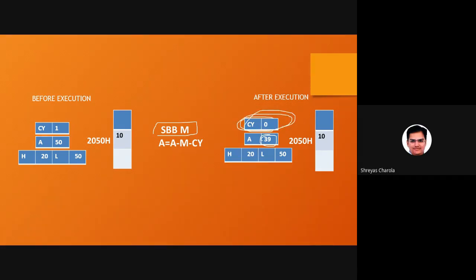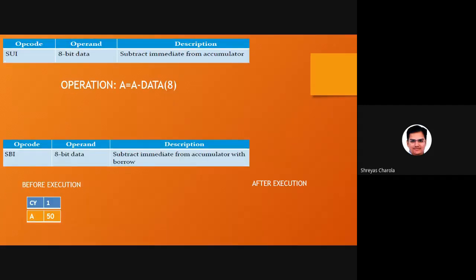Okay, clear? Good. Now, SUI, same as the ADI. That means with any immediate data you can do the addition whenever you use the ADI. Same way over here, SUI is a subtraction with an immediate number, and that number will be of 8 bits. Remember, okay. SBI is nothing but subtract immediate data from accumulator with borrow.